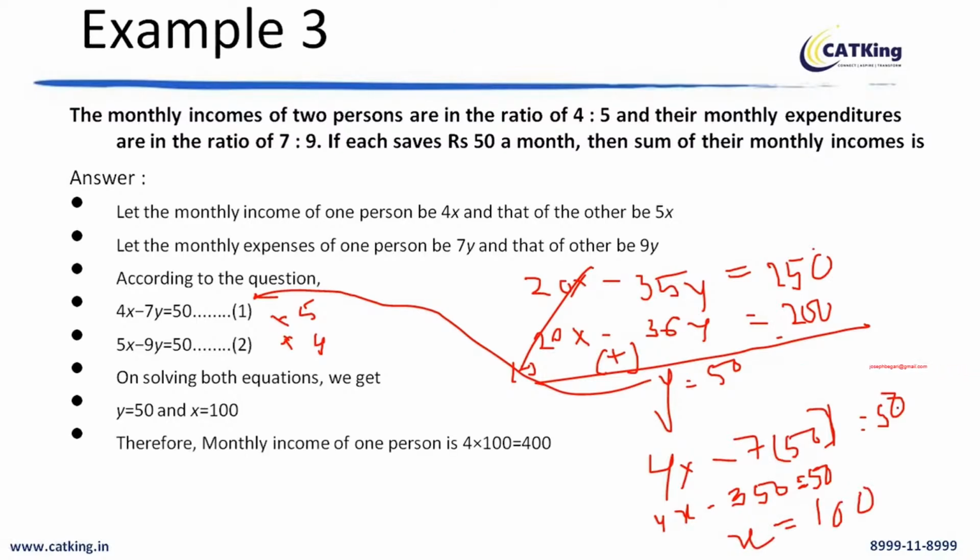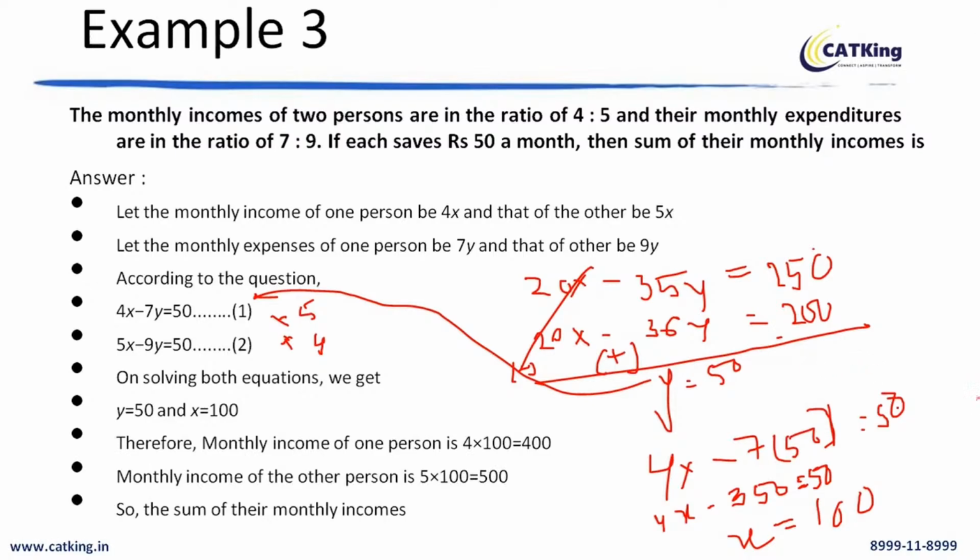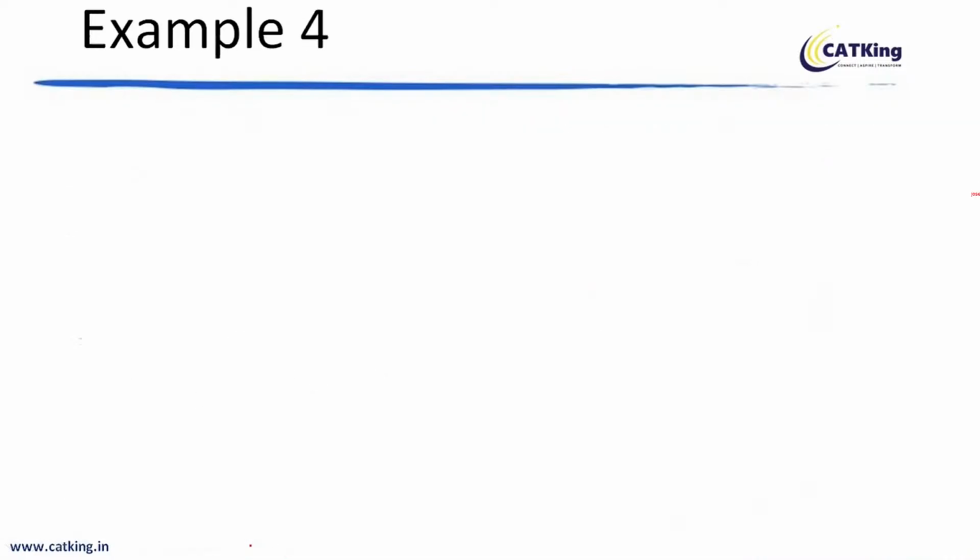Correct? The monthly income of the first person is 400, second person is 500. So the sum of their monthly incomes will be 400 plus 500, which is 900. I think this is a fairly simple question. I hope you've got this. Let's move on.